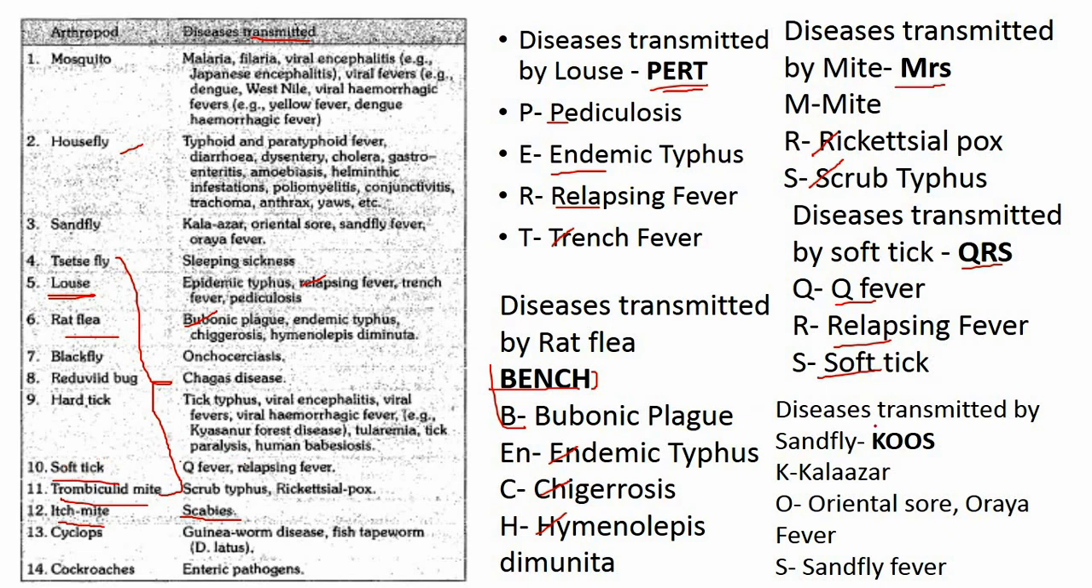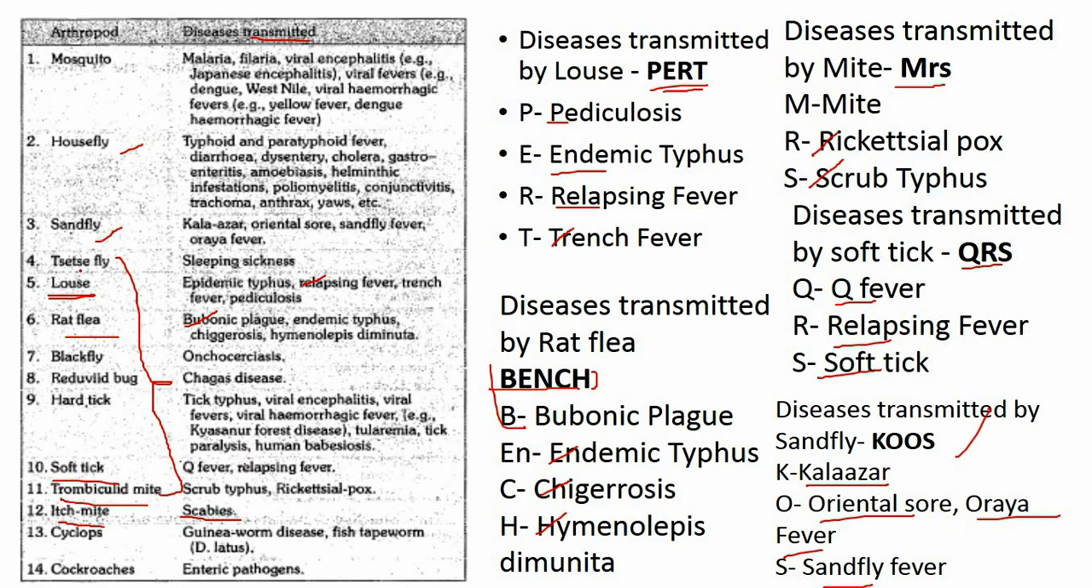QRS. So then we have diseases transmitted by sandfly. It is KOOS. K stands for Kala Azar. O2O we have oriental sore and Oroya fever. S stands for sandfly fever. Here we can remember the sandfly. KOOS as the mnemonic, KOOS.